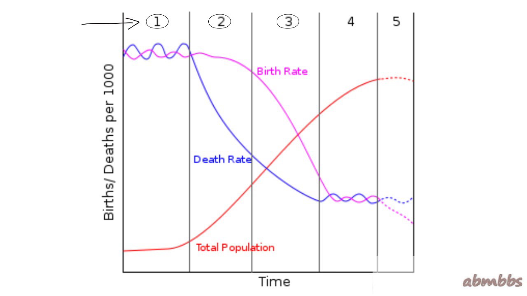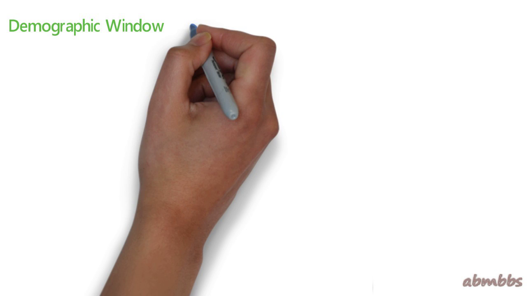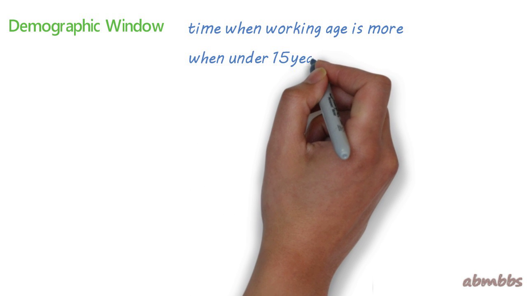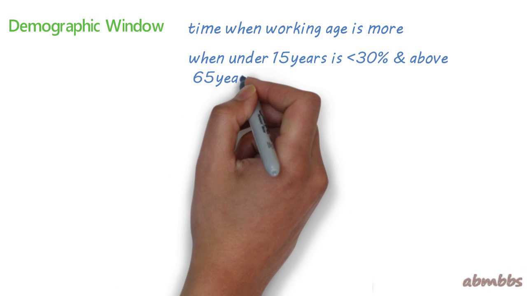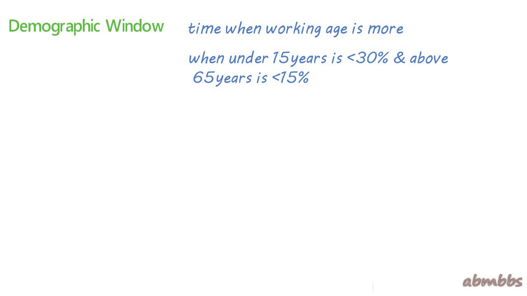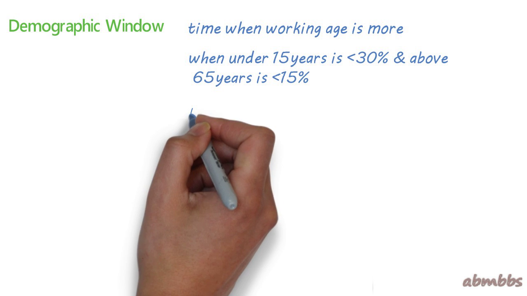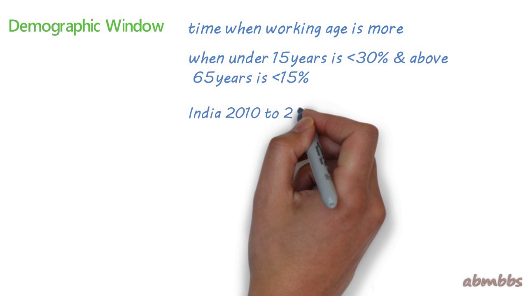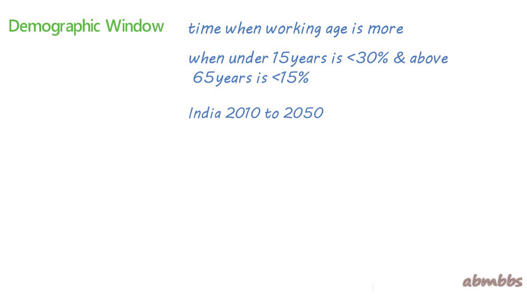The fourth stage or low stationary stage stabilizes the population. And finally, the fifth or declining stage causes the population to decline because the birth rate goes below the death rate. Next, tell me, what is demographic window? It is that period of time in a country when the working age population is more. That is, when the population above 65 years denote less than 15% of the population and people below 15 is less than 30%. India will be in this stage from 2010 to 2050.